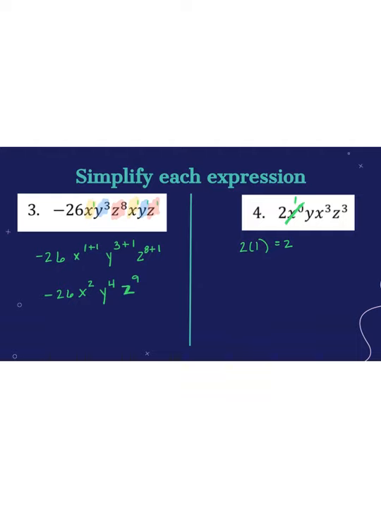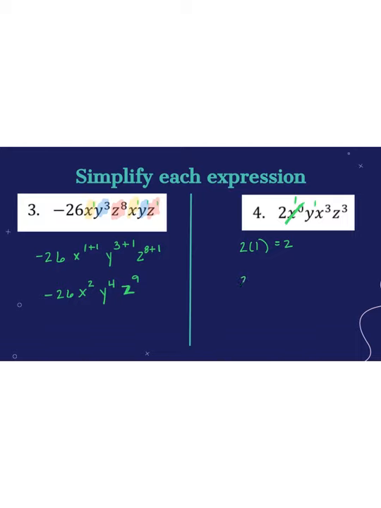So we can just kind of ignore the fact that it's there because it's not going to change anything at all, because that changes to whole number 1. So 2 times 1 is 2. So we can just ignore the fact that that x to the 0 is even there. Okay, then we have y. There's no number, so I'm going to put a little 1 on it. X to the 3, z to the 3. So we have them all.